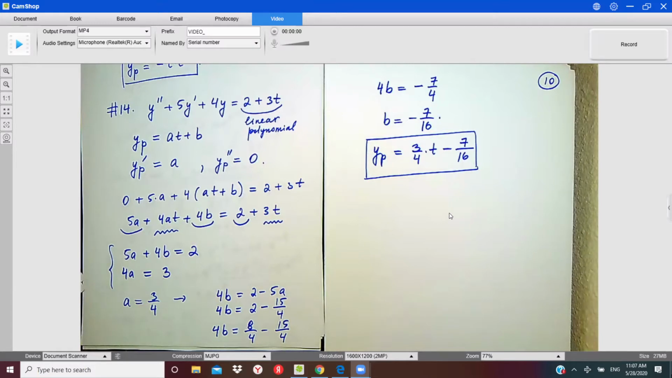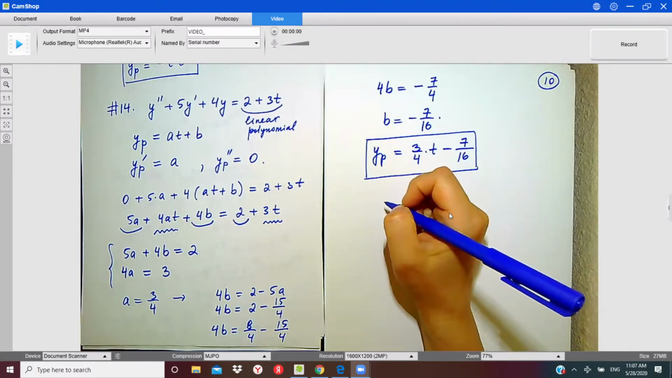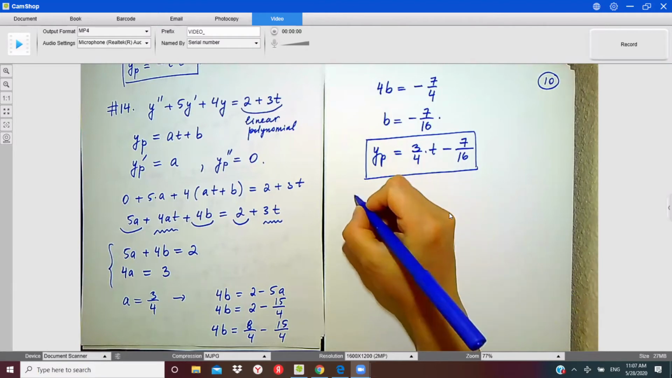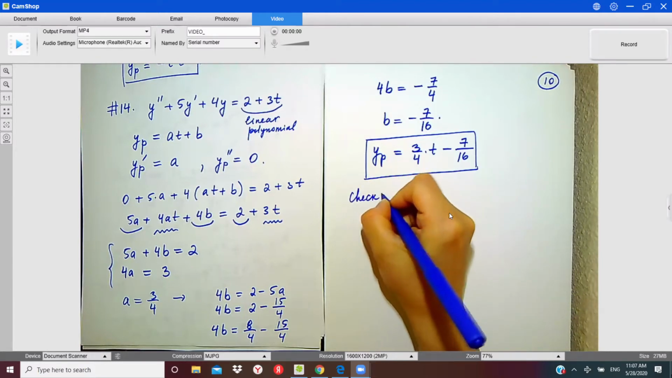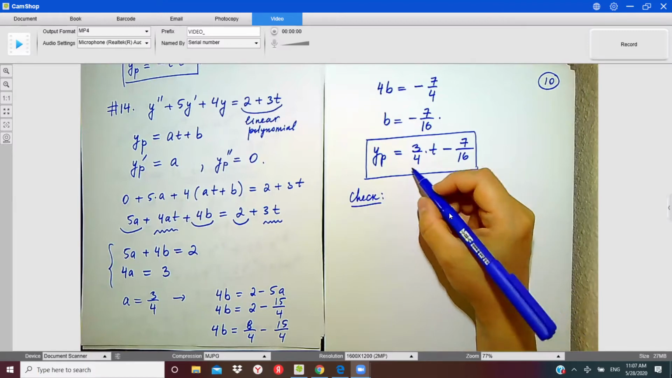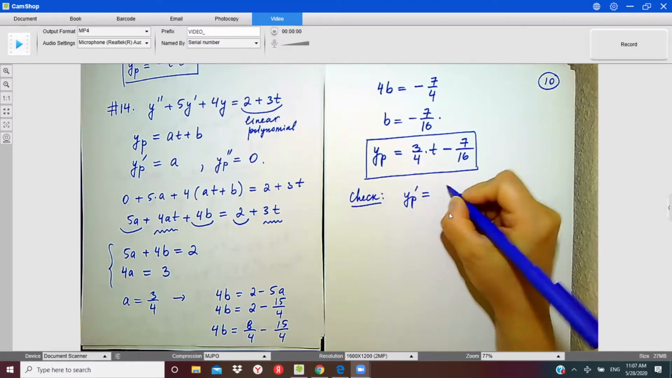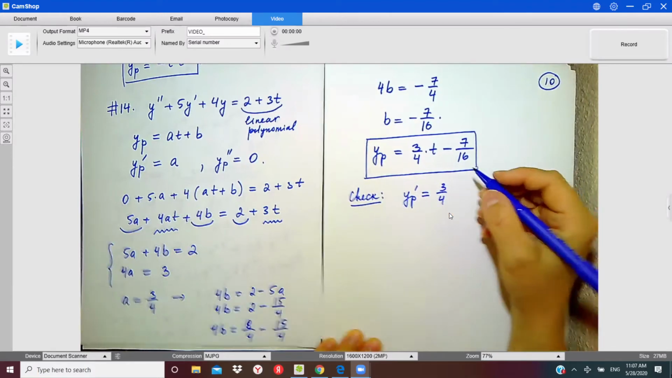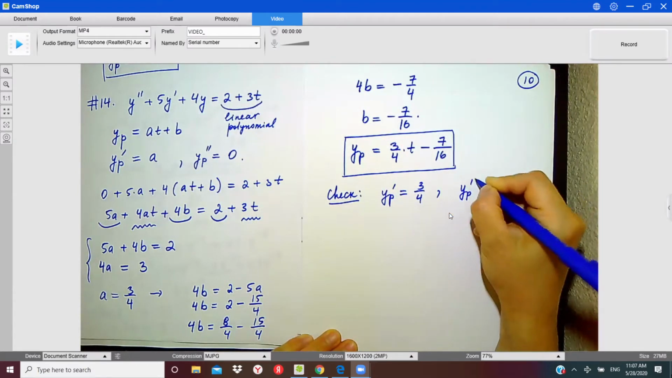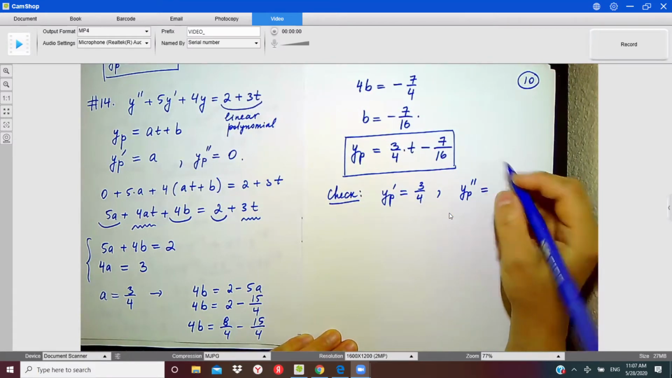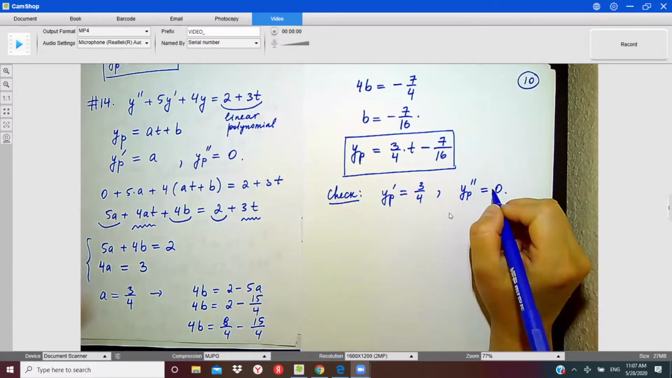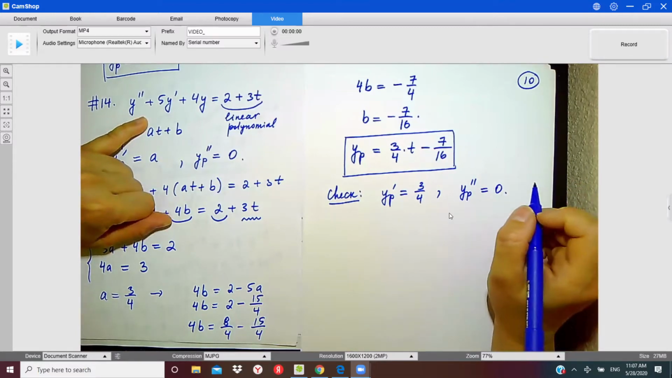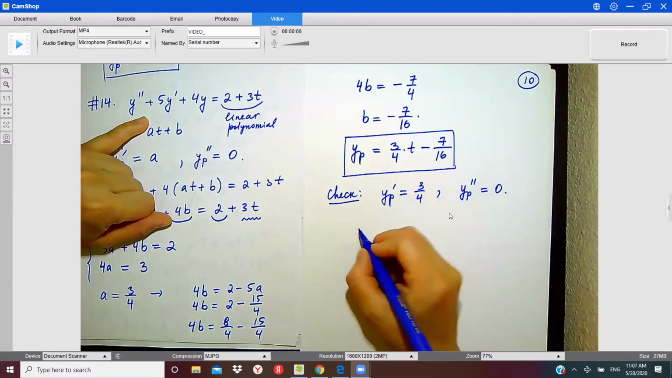However, this problem was even, right? Even problem means I cannot check with the back of the book. So that's why I'm thinking I should probably make sure to check my final answer. So I'm going to take the derivative. I'm getting 3/4. And y sub p double prime equals 0. And I'm going to plug that in here just to make sure everything is fine.